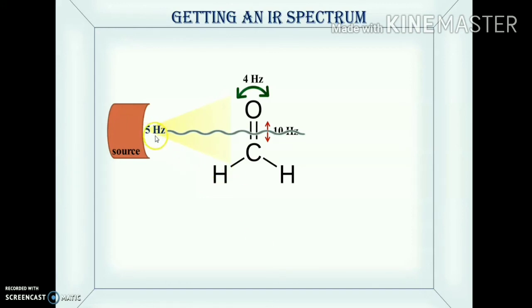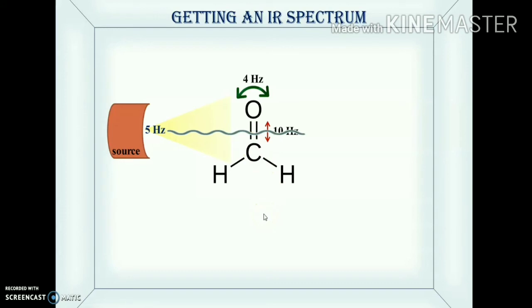The frequency of the IR radiation is 5 Hertz. When it comes across the carbonyl group of formaldehyde, it sees whether it is matching with the frequency of the carbonyl group or not. Frequency means frequency of vibration. Right. Now how will we come to know about this?